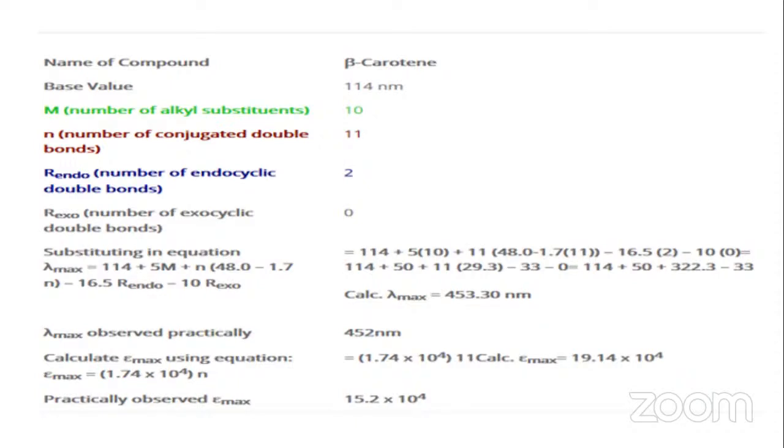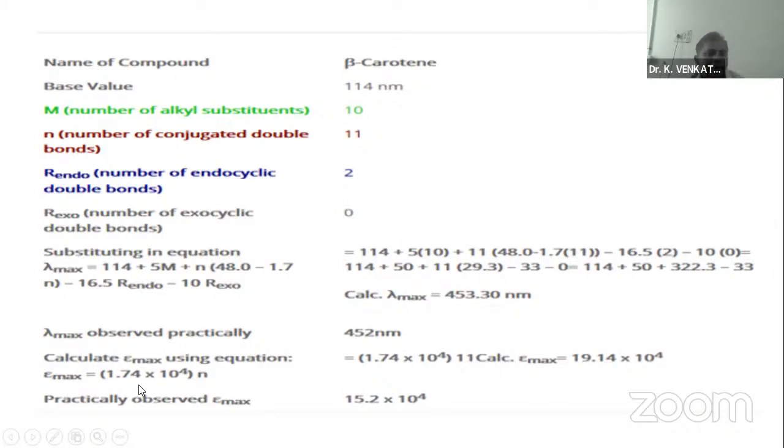So the answer is correct, ma'am. Yes, sir. Okay, 453.3. So practically, what is the lambda max value observed? 452. Nearly this is the calculated theoretical value, and the practical value is 452 nanometers, madam.